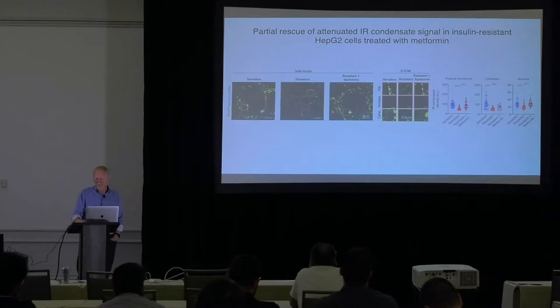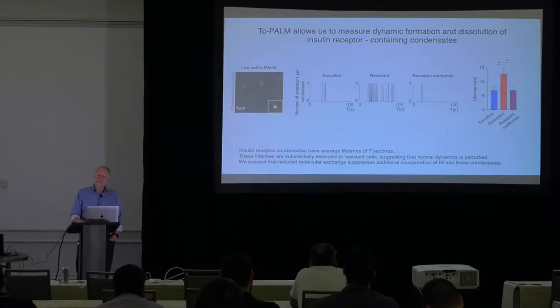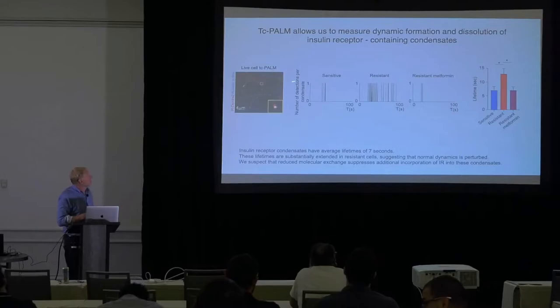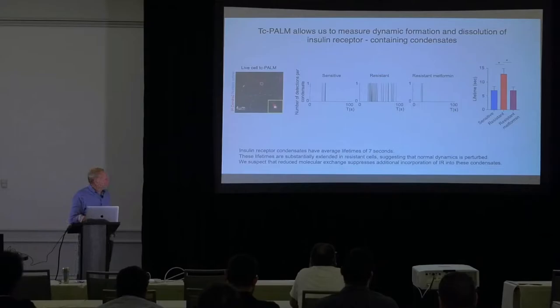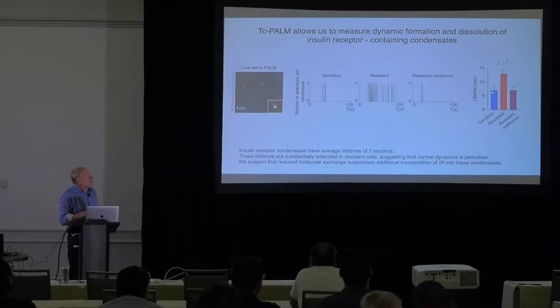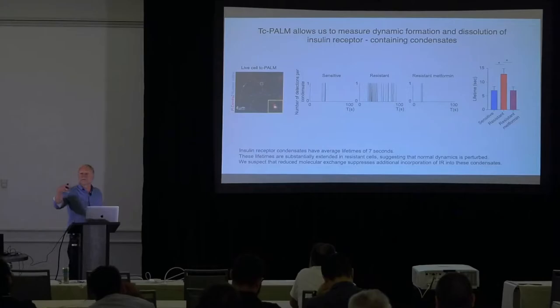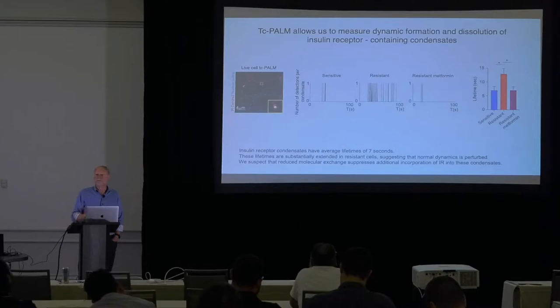That's pretty cool. So what's going on with these condensates? And Ibrahim's given you two lectures now about the power of TC-PALM, and we've employed that to ask about the average lifetime or the distribution of lifetimes of these insulin receptor containing condensates. And in insulin sensitive cells, as I mentioned to you, the average lifetime is about 7 seconds. In the resistant cells, that lifetime increases. And we interpret that as those condensates may have hardened or become a little bit more viscous, a little less mobile in terms of the molecules within. And remarkably, when you add metformin, it rescues that phenotype.